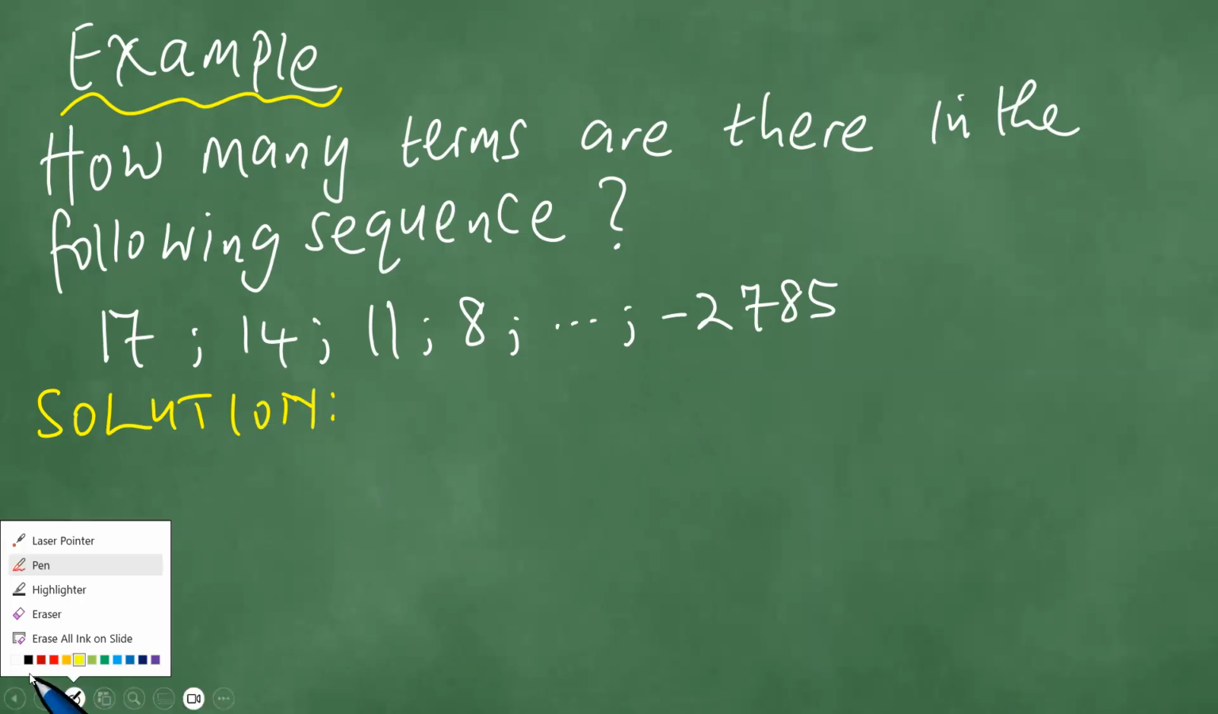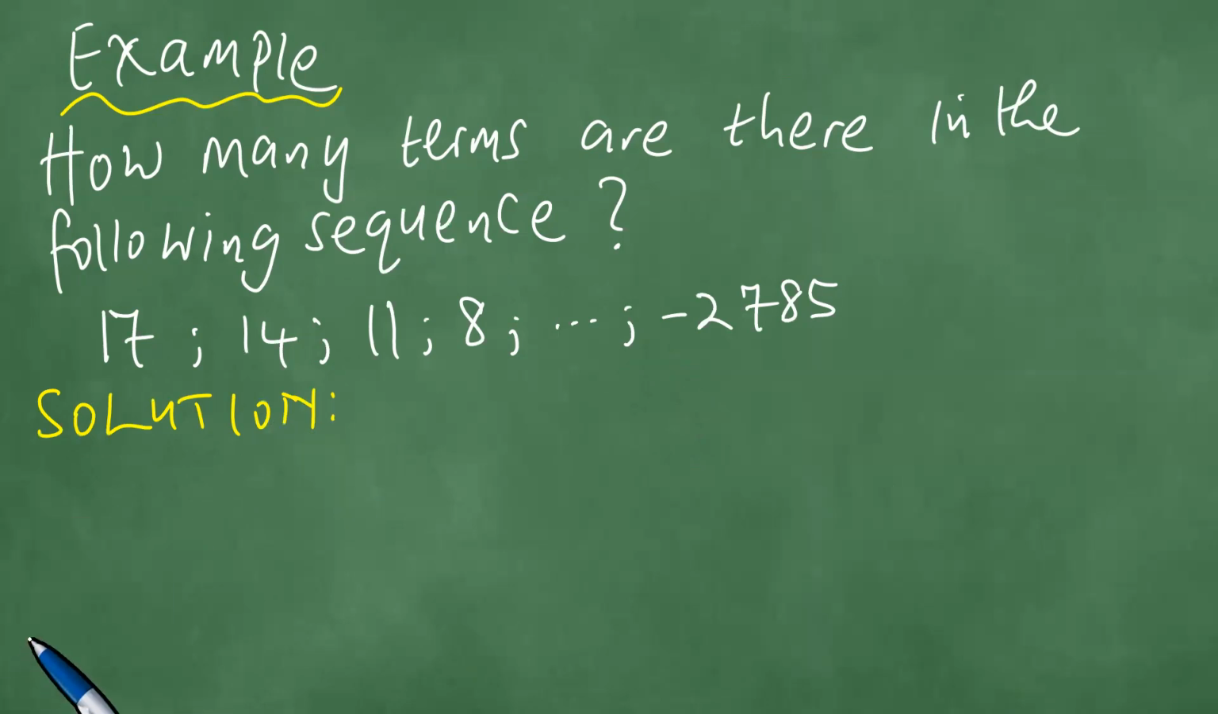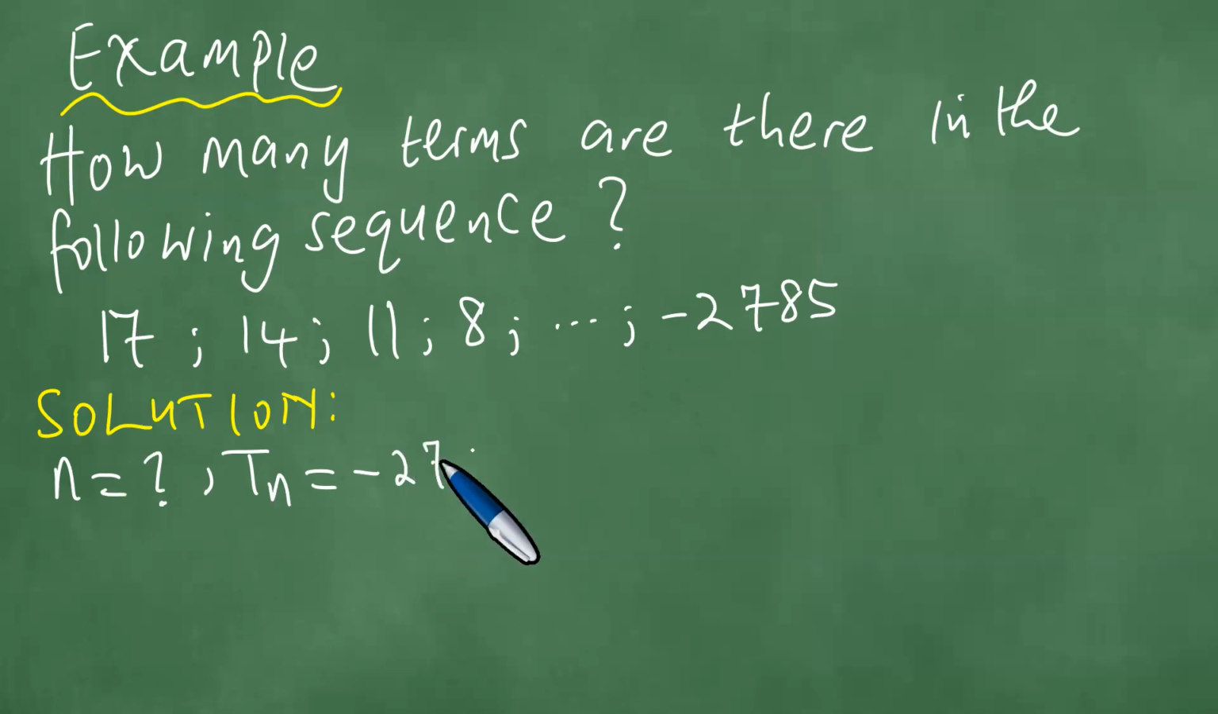So what is the answer? How many terms are there in the following sequence? The question says how many terms are there, so we are looking for the number of terms. We have the last term, the nth term, which is minus 2785, and then we also need the common difference.